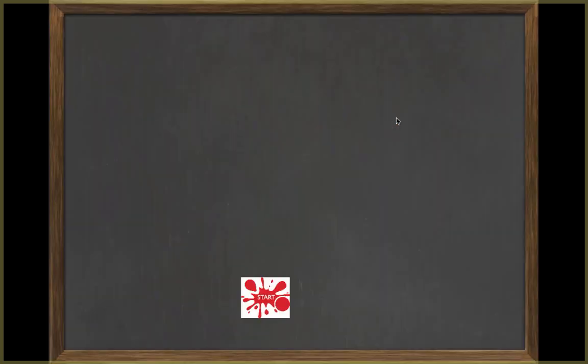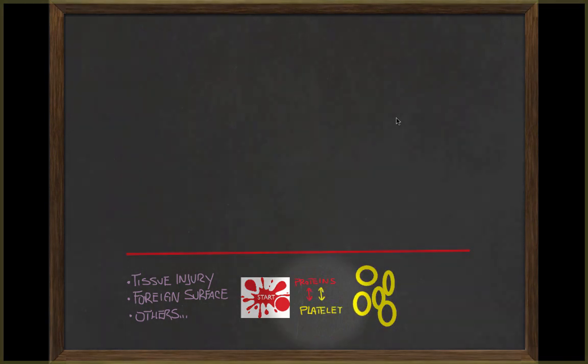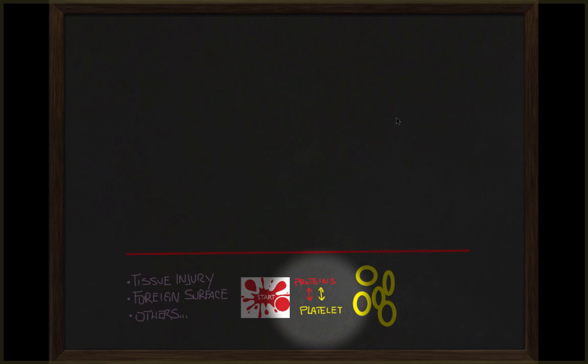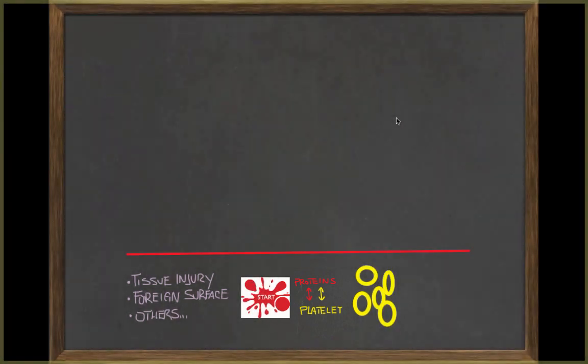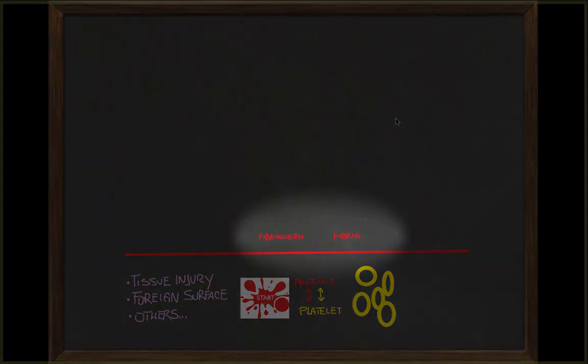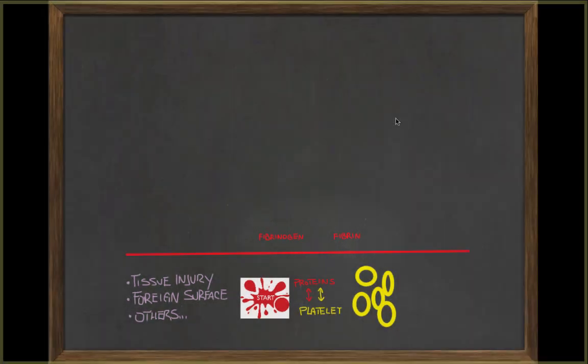Let's start here with the initiation of a clot. Tissue injury or the contact of blood with foreign surface generally initiates coagulation. And the goal of coagulation is to get the platelets to interact with proteins so that we can form a nice solid clot and maintain hemostasis. The end product of the coagulation cascade is a protein called fibrin, which is formed from fibrinogen.